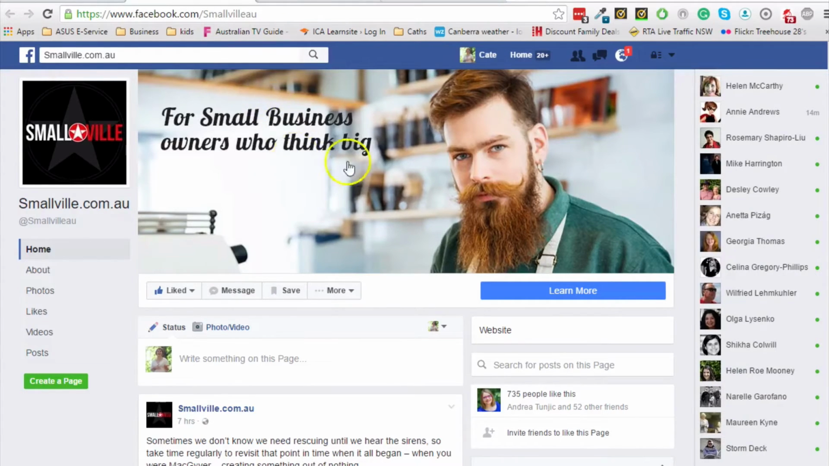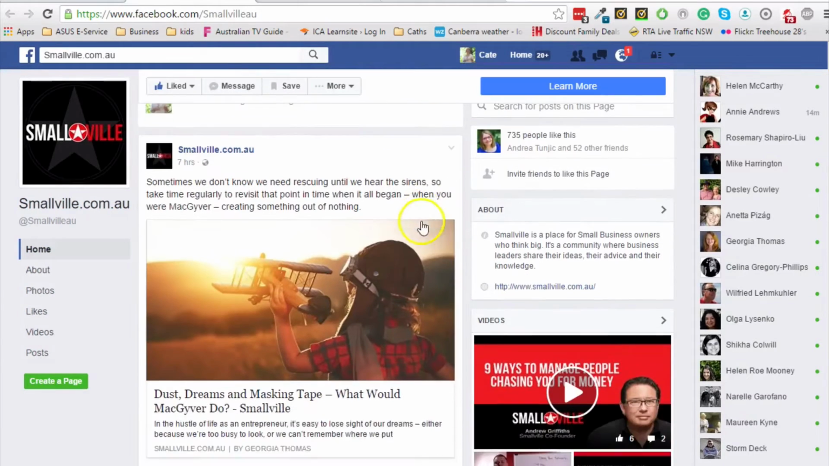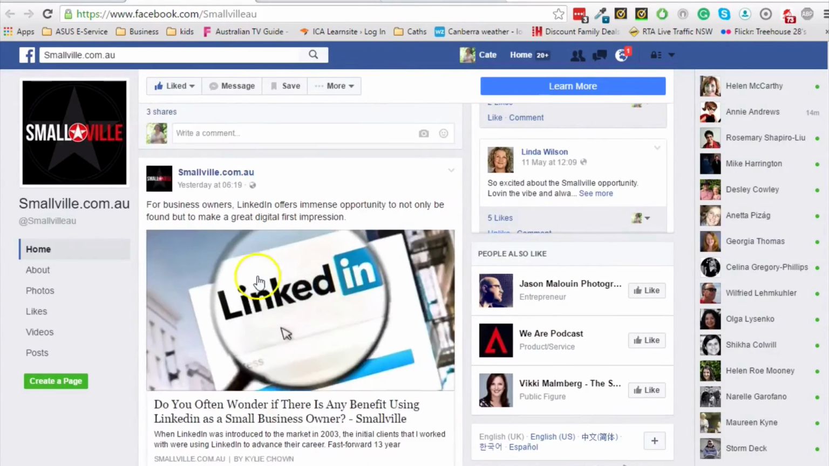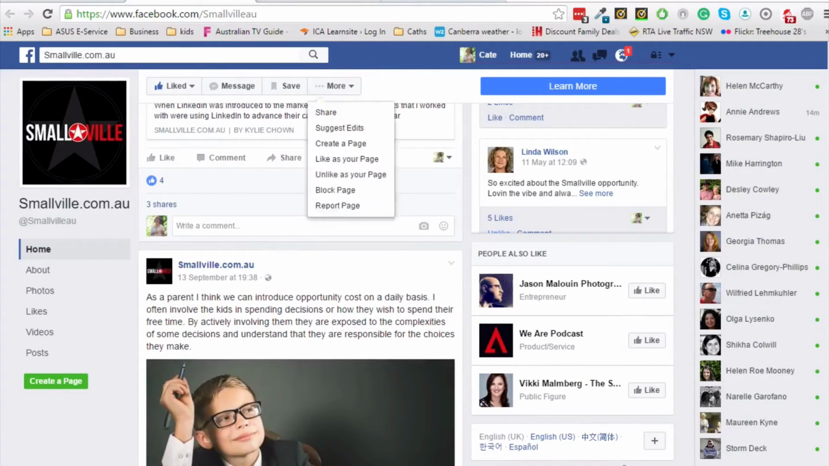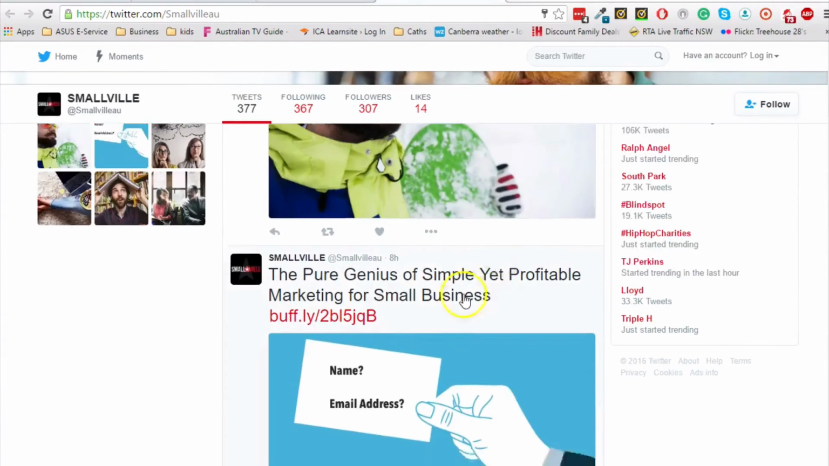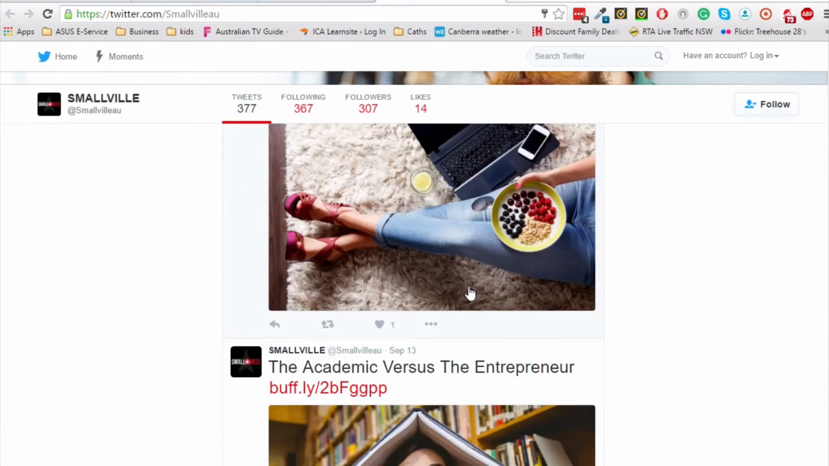Now, frequency. Smallville post really regularly on their sites. So you can see 7 hours, 17 hours, 23 hours. It's really, really regular. When you look at their Twitter feed, 2 hours ago, 8 hours ago, they're posting really, really consistently. So it's obvious to the audience that they can rely on them and that their information is kept up to date.